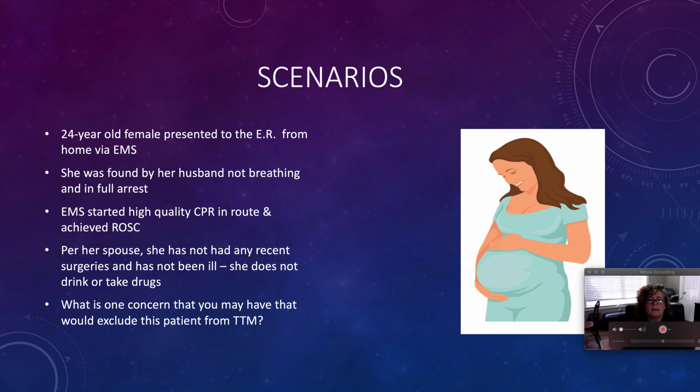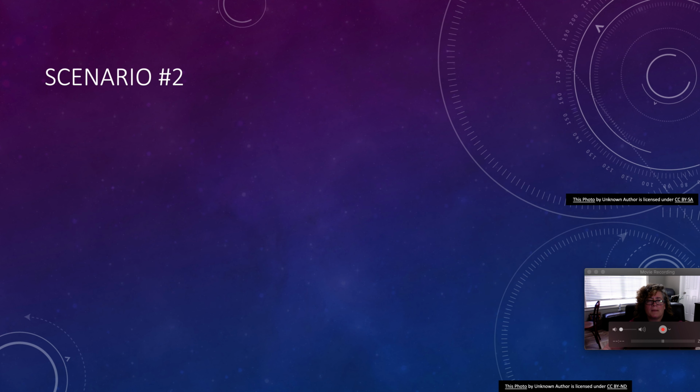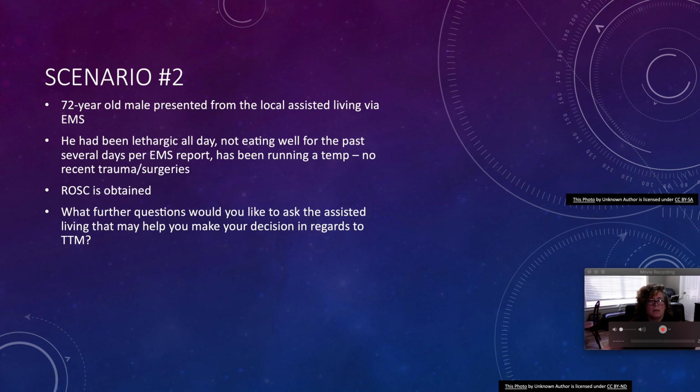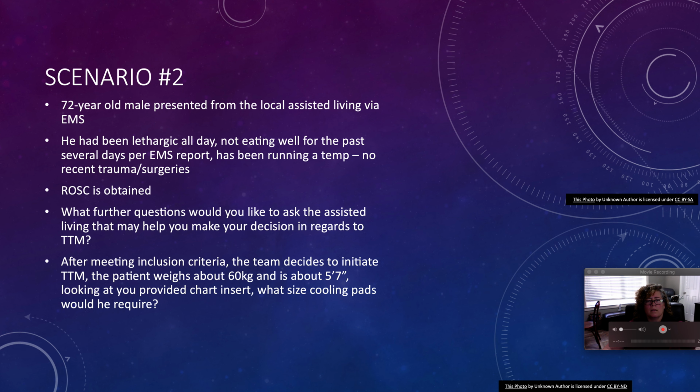So we've got a 72-year-old male who presented from local assisted living via EMS. Per staff, he had been lethargic all day, hadn't been eating very well, and they thought that maybe he was running a temp. No recent traumas or surgeries. He codes in the hospital. We are able to obtain ROSC. What are some questions that might help us make a decision in regards to starting TTM, for either assisted living or the family?